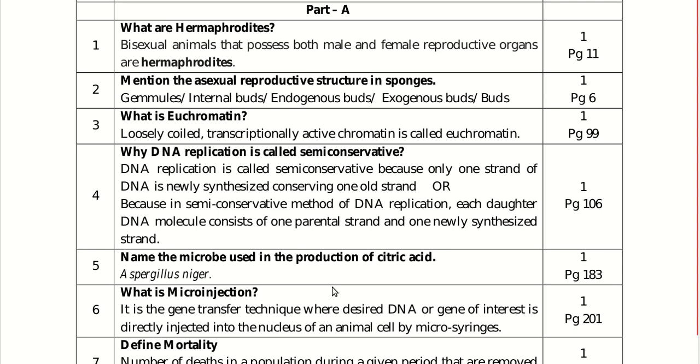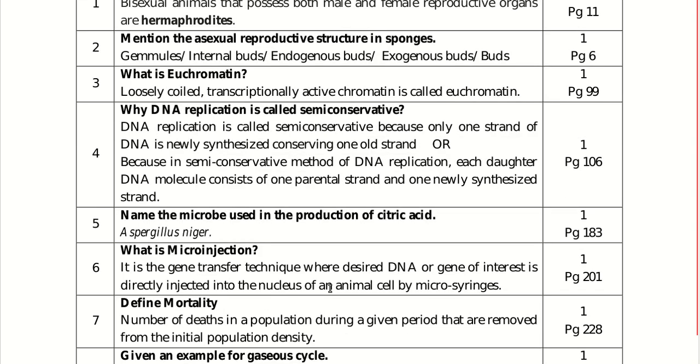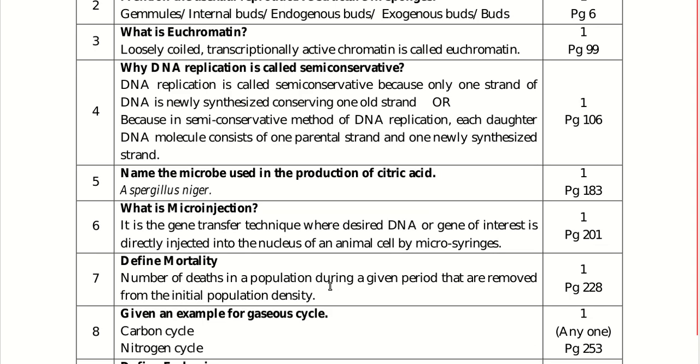What is microinjection? It is a gene transfer technique where the desired DNA or gene of interest is directly injected into the nucleus of an animal cell through microsyringes. Define mortality. The number of deaths in a population during a given period that are removed from the initial population density is termed mortality. Give an example for a gaseous cycle.